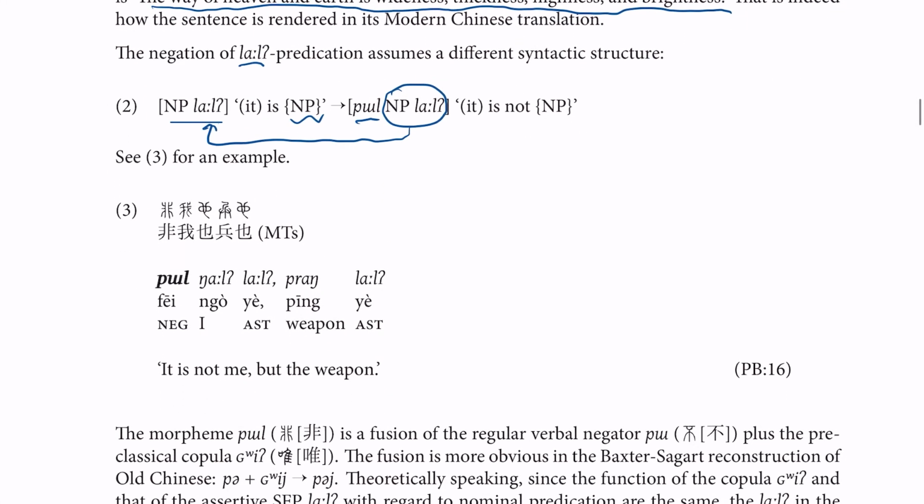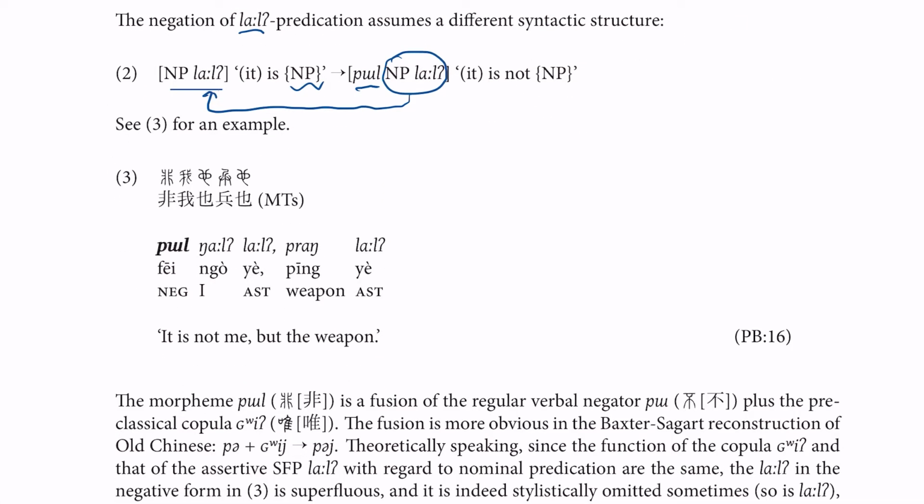Okay. Here in 3, we see an example. Pull ngao lao, brang lao. So again, we have 2 laos, but the distinction between the 2 lao phrases is that the first phrase here is negative, whereas the second phrase is positive. So what this sentence means is basically that something is not something, but something. Yes, in the translation below, we can see it means it is not me, but the weapon. When we look at the original classical Chinese sentence, it says, not I, assertive, weapon, assertive, right?